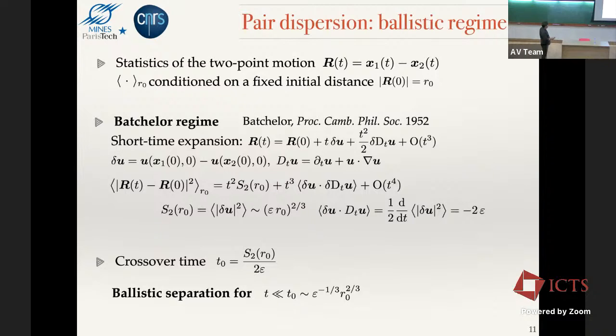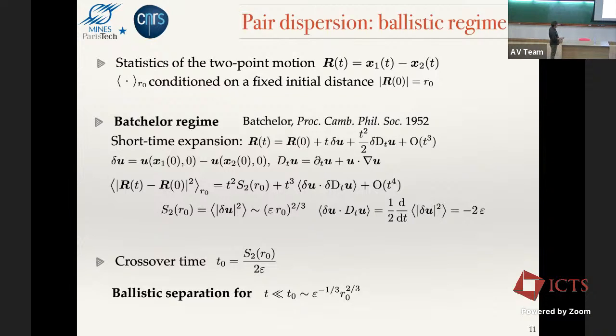Then I just plug that in, and what I get is two terms. One is proportional to t squared times the second order structure function of my velocity field. Another one is like t cubed times delta u dot the increment of the acceleration. Now let me assume K41. If I assume K41, this S2 I can write as epsilon R0 to the 2/3.